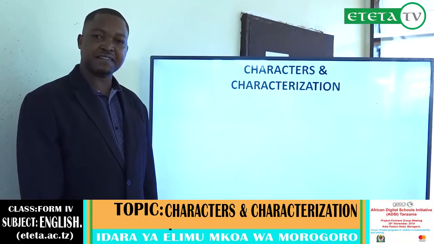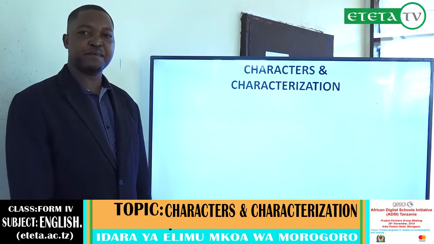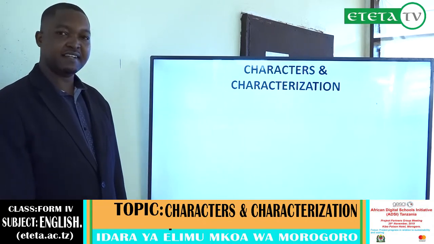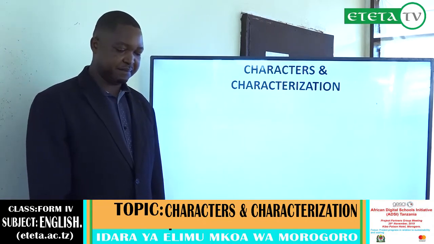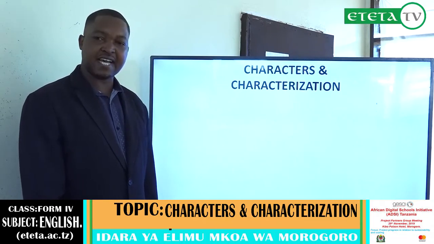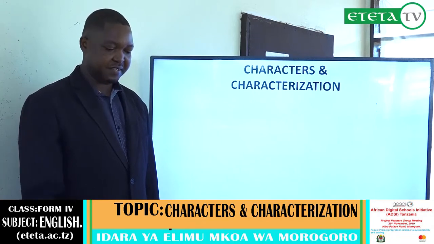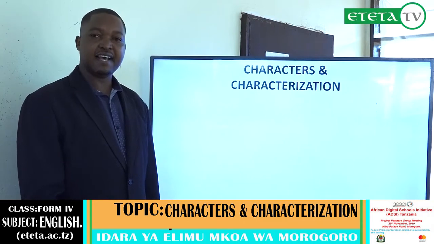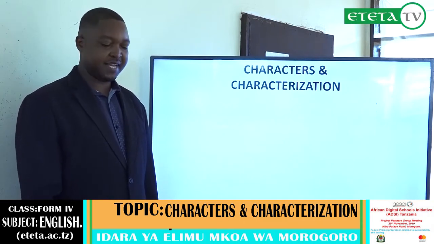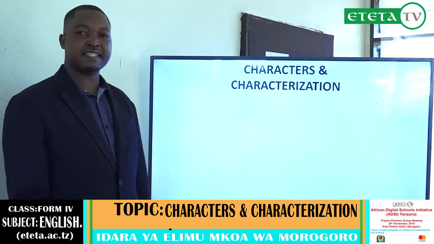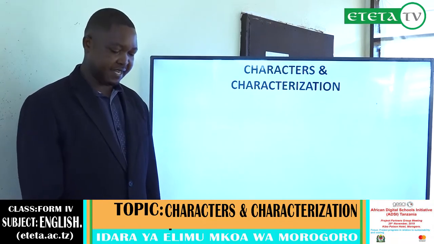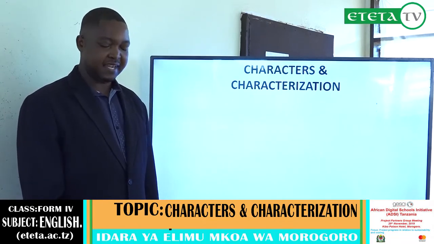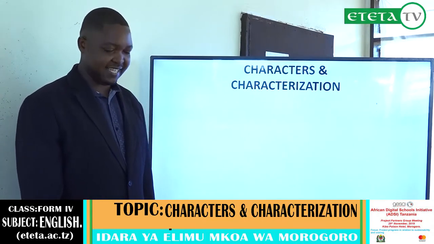In the last lesson, we had a summary of the book Weep Not Child. We went as far as passing through the story, and I hope you understood the summary and you can now stand in a position to discuss the characters and characterization. I'm sure that you marked some of the names of the characters involved in the novel Weep Not Child, and therefore it won't be difficult for us to pass through the characters and the characterization.